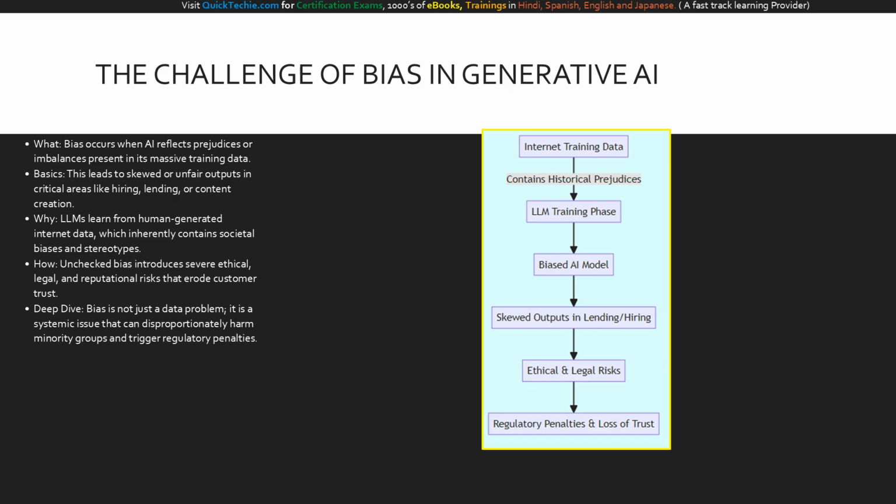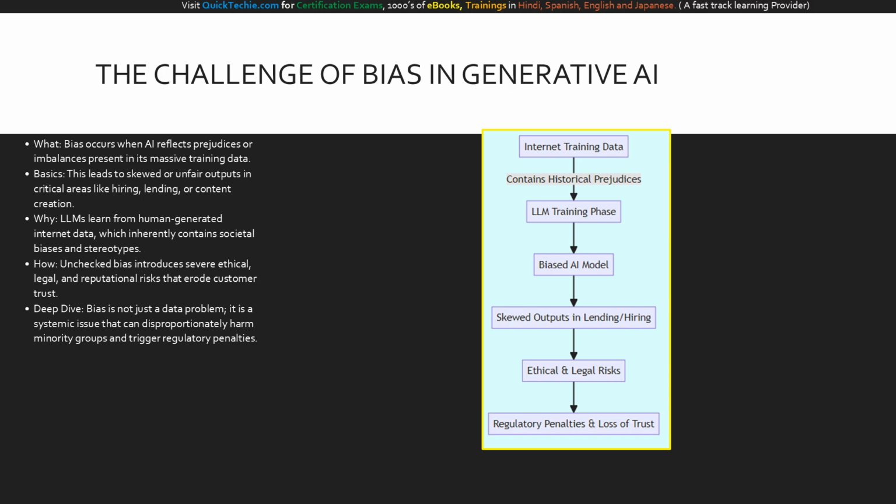Deep diving into the impact, we must recognize that bias is a systemic issue. If left unchecked, AI can disproportionately harm minority groups or deny consequential services to vulnerable populations. Tackling bias is not just about fairness, it is a critical business imperative.